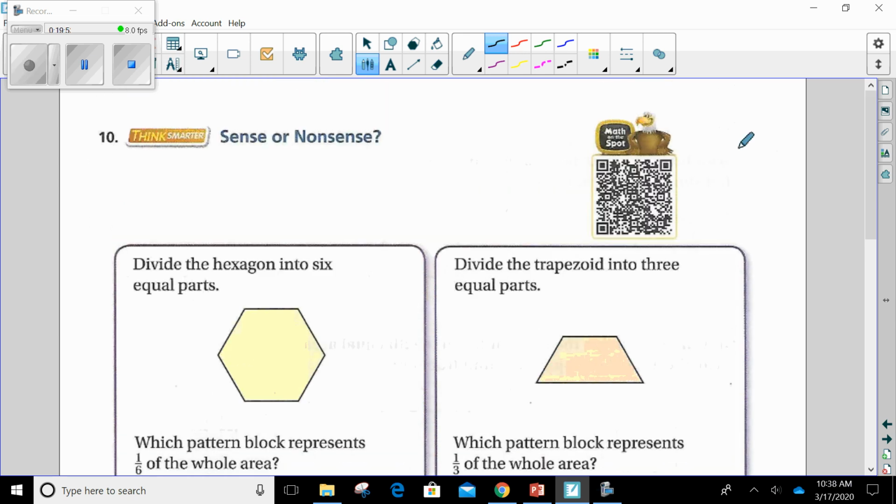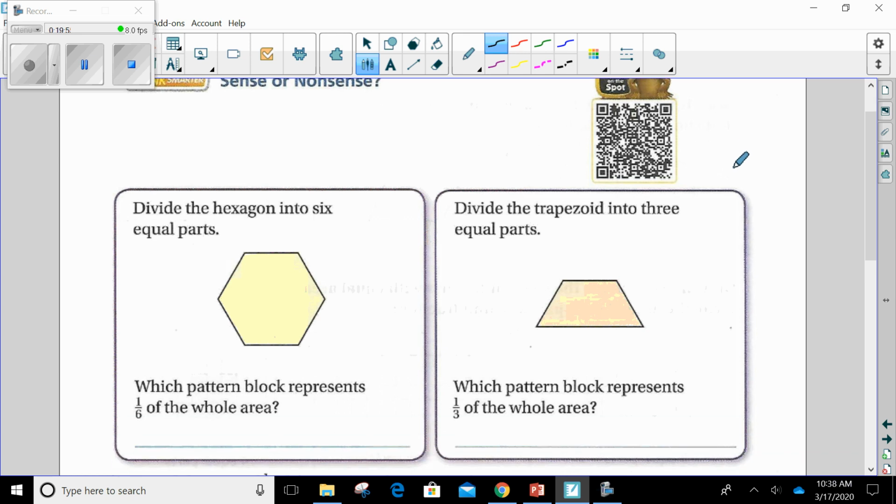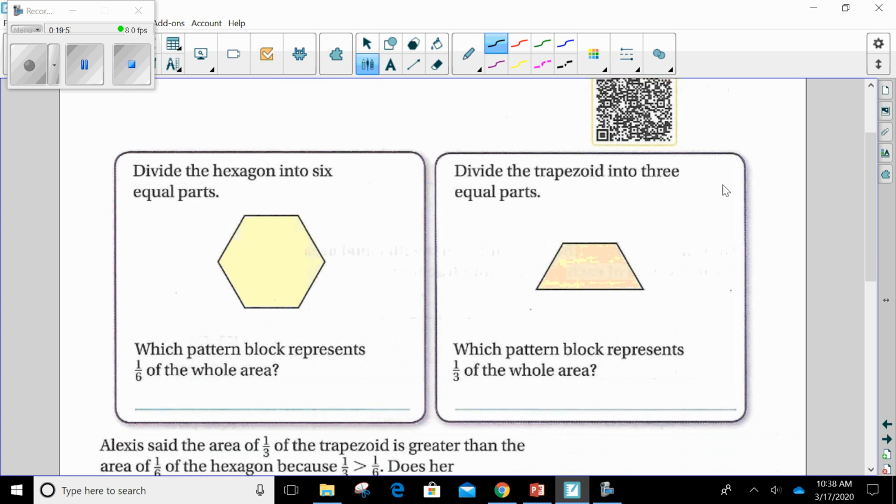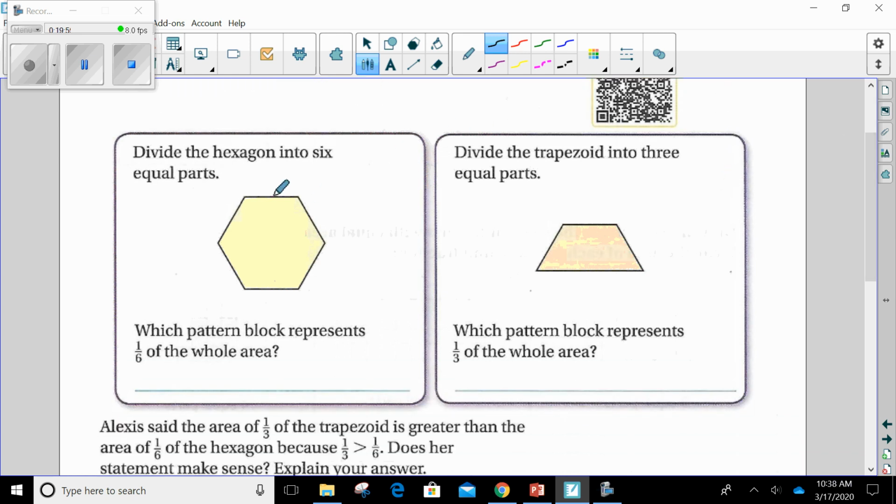Okay, sense or nonsense? I like that because I'm full of nonsense a lot of times. Here we go. Divide the hexagon into 6 equal parts. So that's what we're going to do. We're going to divide. That's what the verb tells me we're going to do.